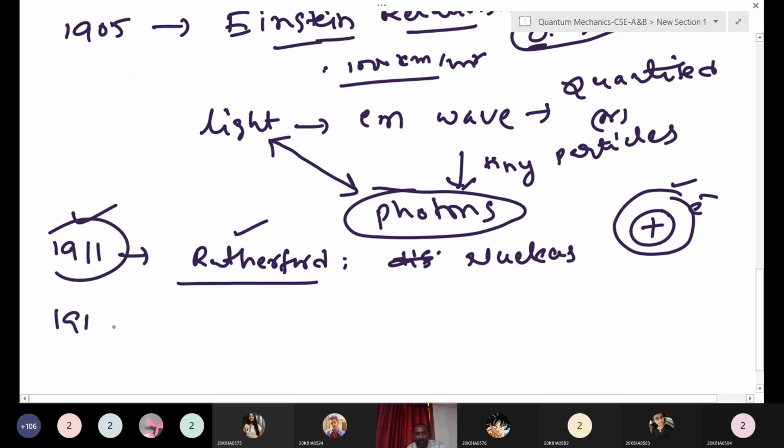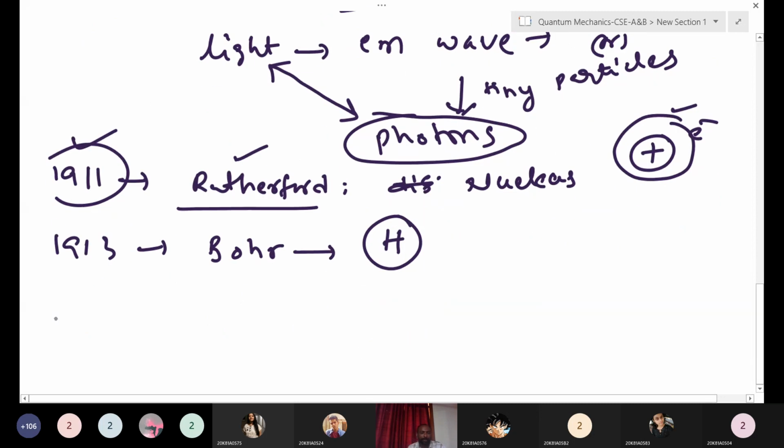After that, in 1913, Bohr came. The Bohr orbital model: he took hydrogen and proposed the atomic hydrogen model. These are some of the postulates. After that, in 1923, another great discovery came, the de Broglie hypothesis. What is the de Broglie hypothesis? Already you know, I think, he proposed matter waves.